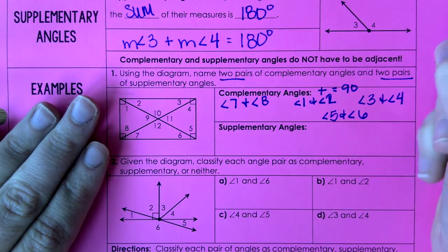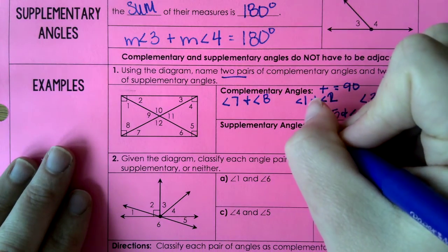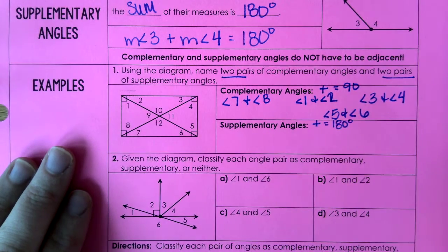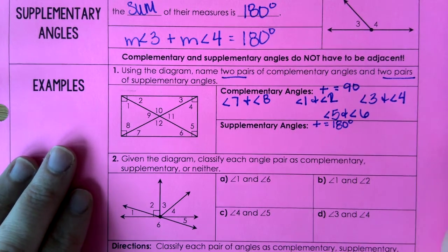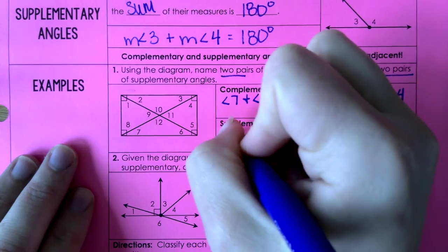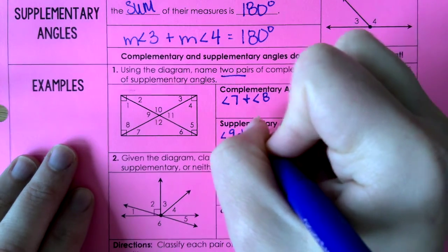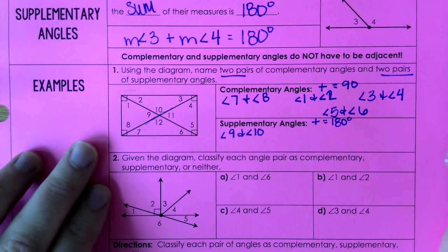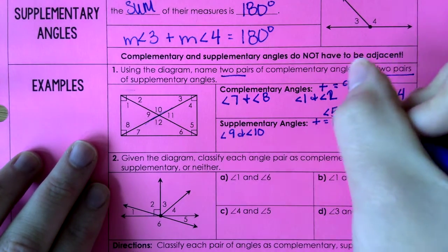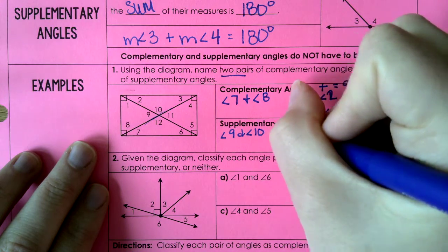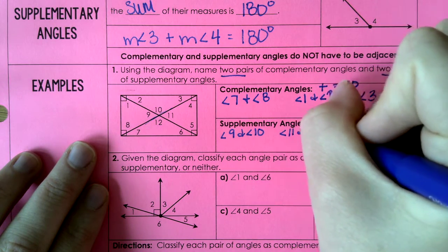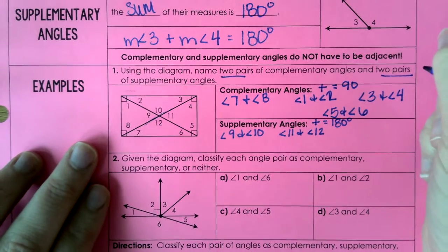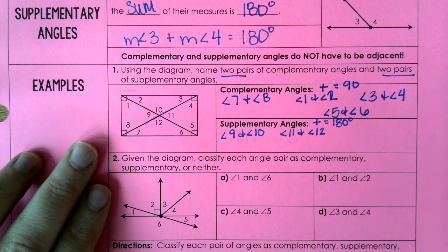Now we're going to move on to supplementary angles, so two angles that add up to be 180 degrees. So they make a straight line. Good. Angle 9 and angle 10. They add together to make that straight line there. Okay, what else? Angle 11 and angle 12. Now we could stop here because it just asked for two, but I want us as a class to see all of them. There are two more on here.